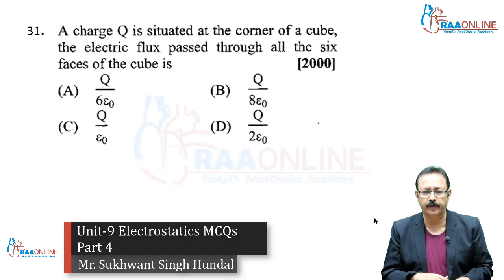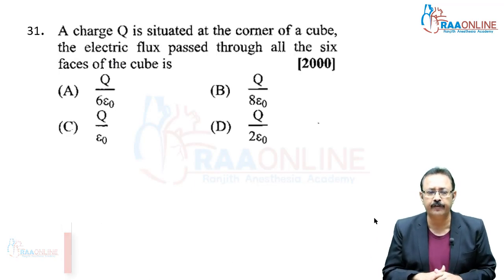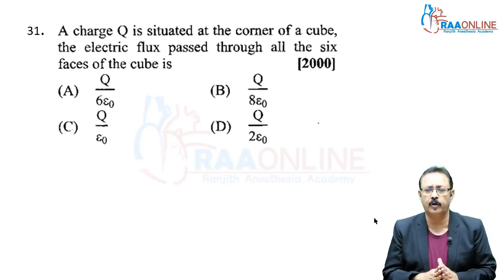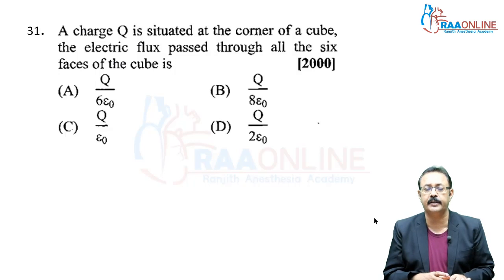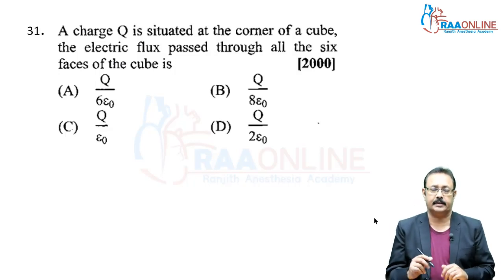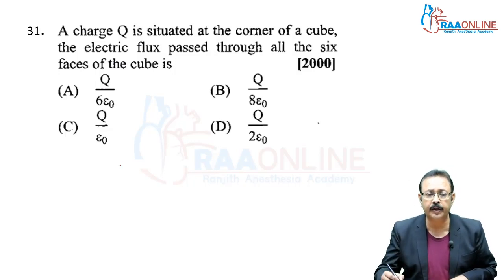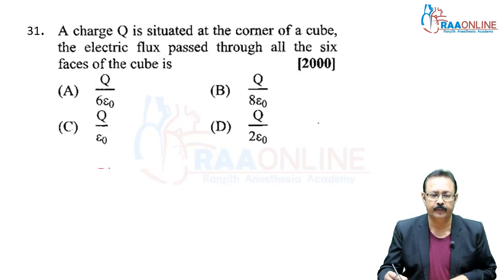Hello students, now we are going to discuss the 31st problem, which is from 2000 AIPMT. A charge Q is situated at the corner of a cube. The electric flux passed through all the 6 faces of the cube is... How to attempt this type of problem? See, it is one cube and you are keeping a charge on this point.